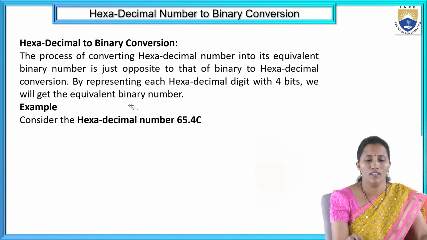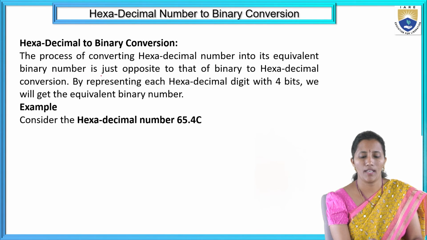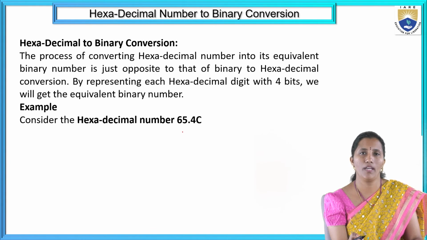So here, hexadecimal to binary conversion. The process of converting a hexadecimal number into its equivalent binary is just the opposite of binary to hexadecimal. By representing each hexadecimal digit with 4 bits, we will get the equivalent binary number. So in octal, we represent each digit by 3 bits. In hexadecimal, each hexadecimal digit will be represented by an equivalent 4-digit binary number.